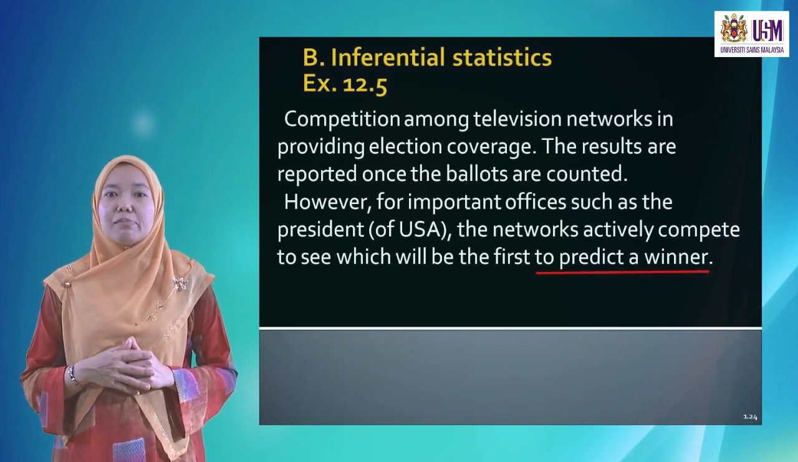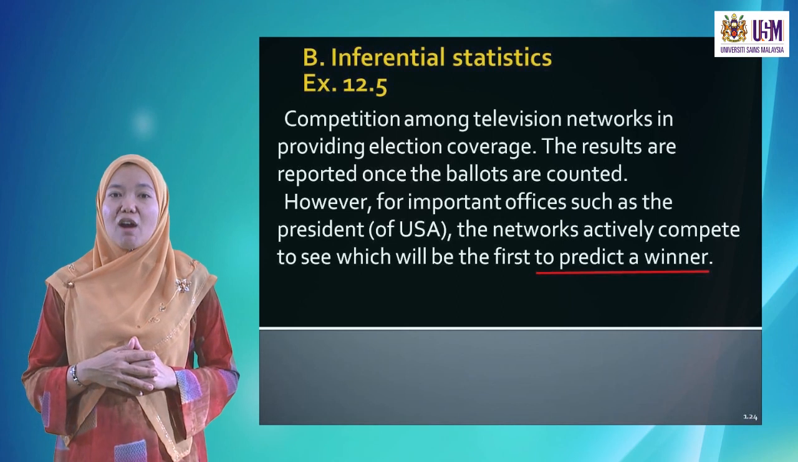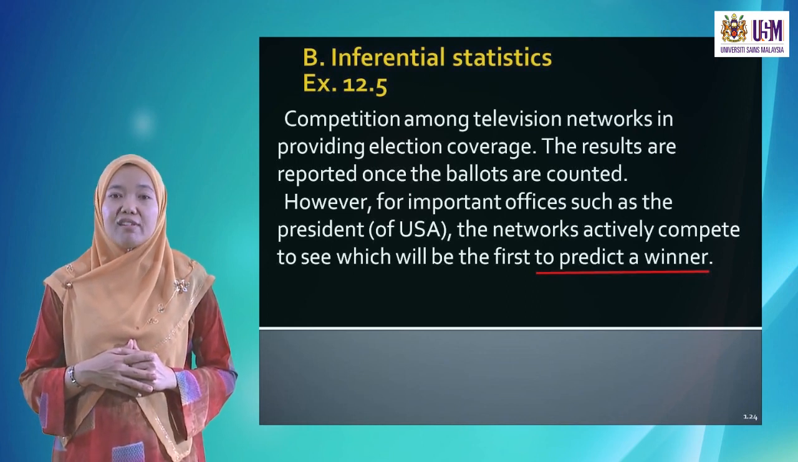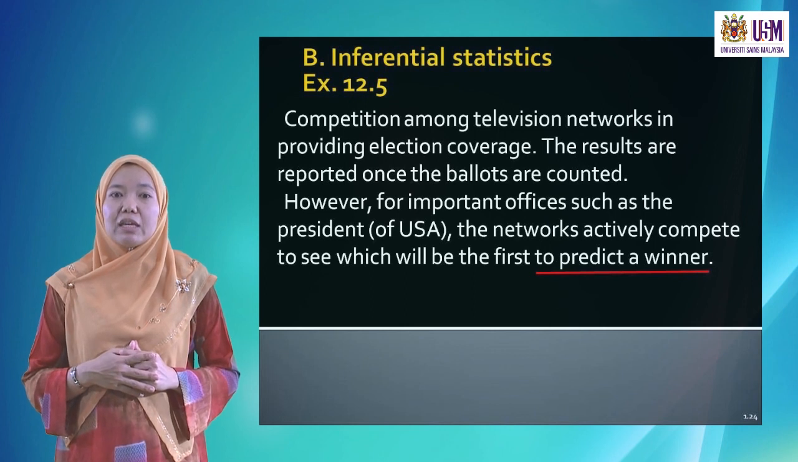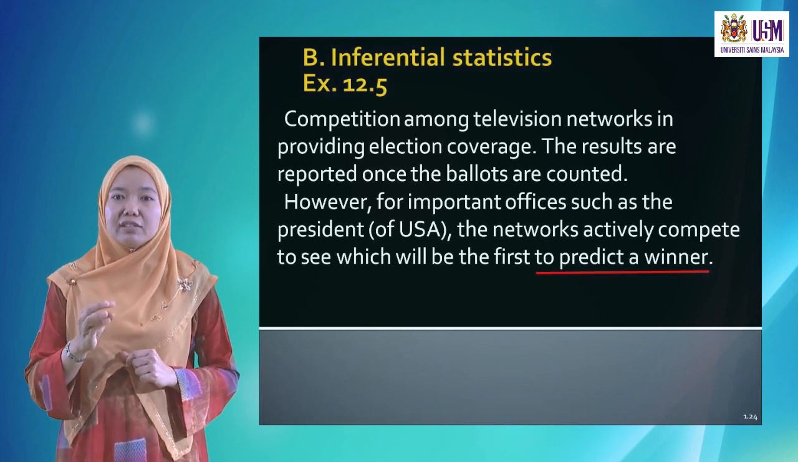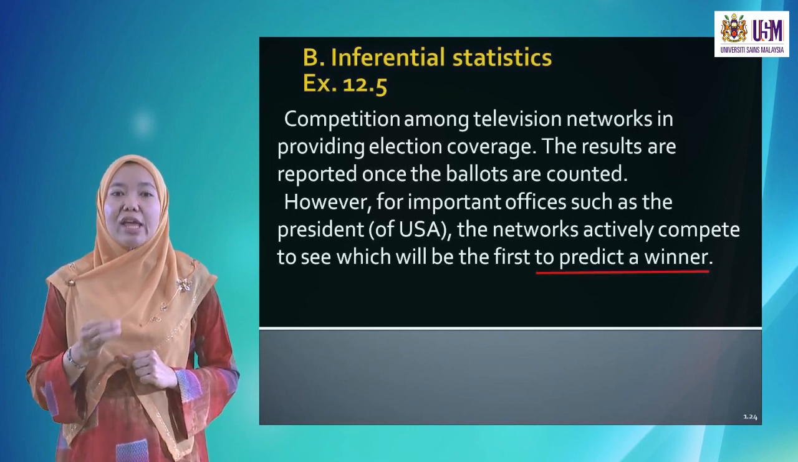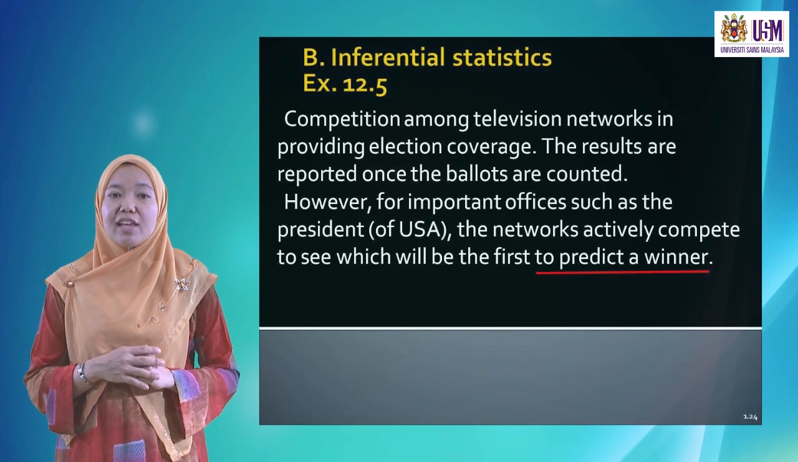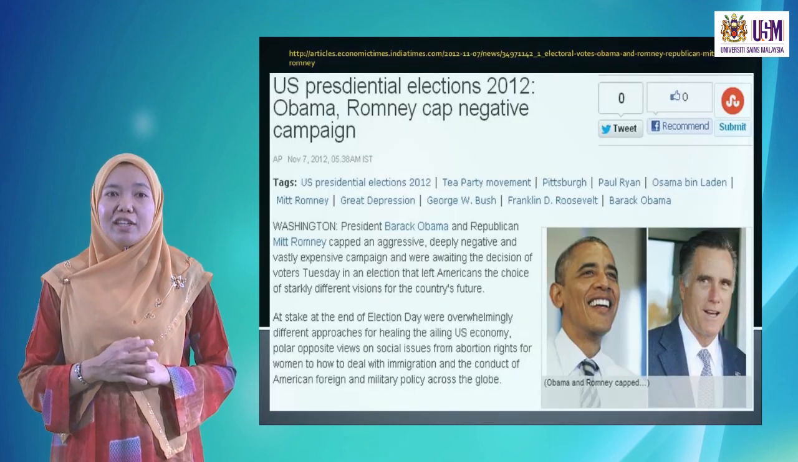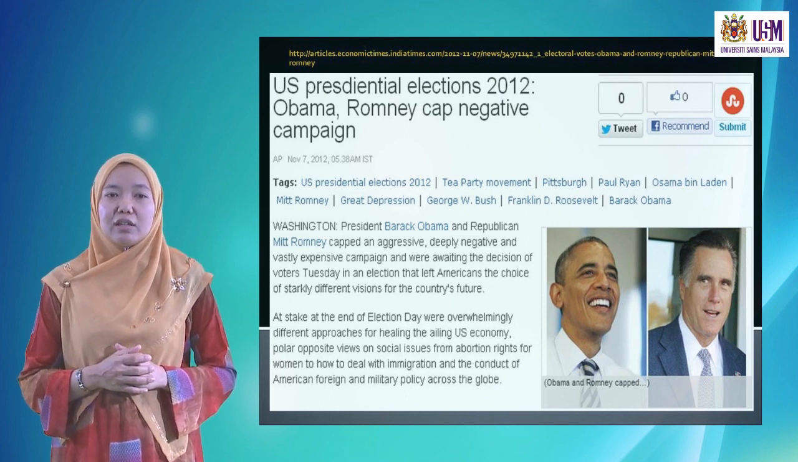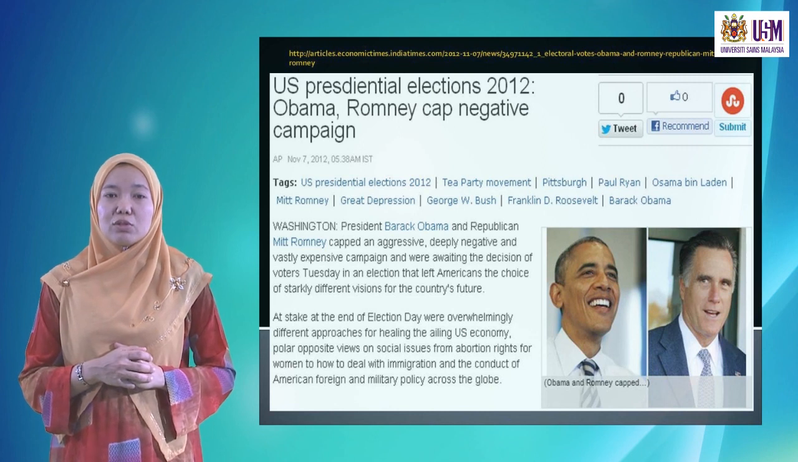So we have competition among television networks in providing election coverage. The results are reported once the ballots are counted. However, for important offices such as the President of the United States of America, the networks actively compete to see which will be the first to predict a winner. So the question here is, among the television networks, they want to be the first to announce or predict the winner of the presidential election for the United States. You can ignore the typos in the news that I captured from the internet. The source is given on top of the photos that you see on screen.